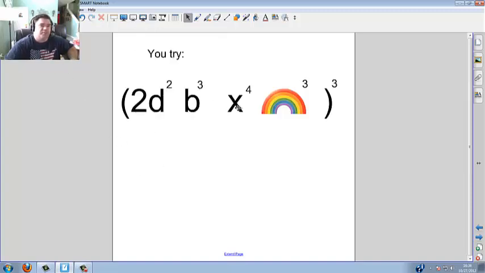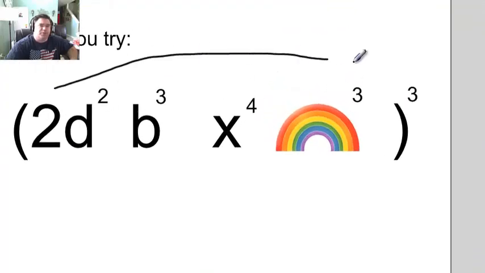2d squared, b cubed, x to the 4th, all of that cubed. I hope you got this. I hope you got 8. Don't forget to cube the 2 though, because it's inside the parentheses. 2 times 2 times 2, well that's 8. D squared times 3, 2 times 3 is 6, so I get d to the 6th.